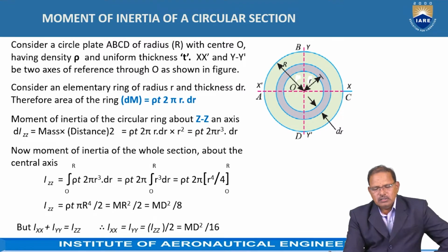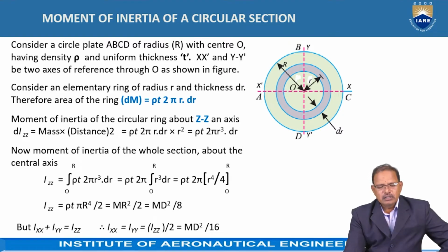Hence, the moment of inertia about the z-axis is the polar moment of inertia. Now let us consider a ring at a distance of r from the center of the circle, having thickness dr as shown in the figure.